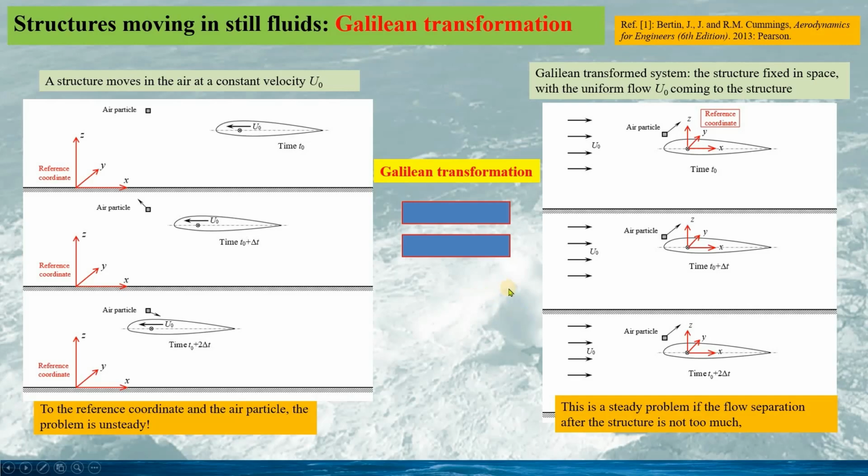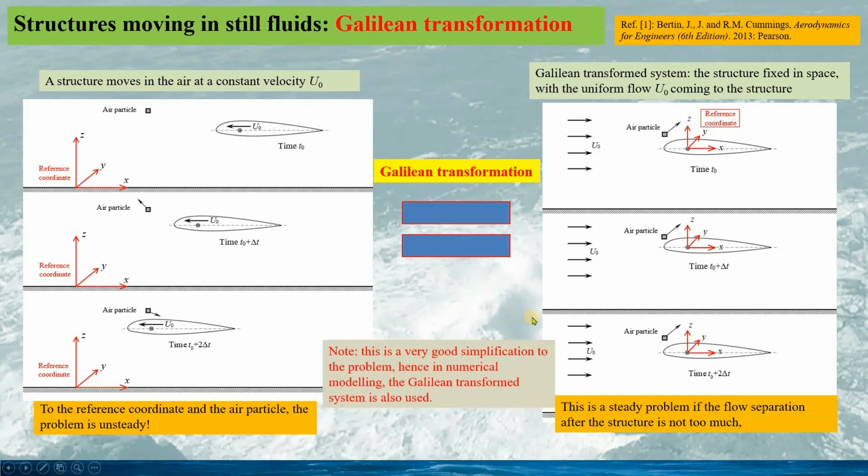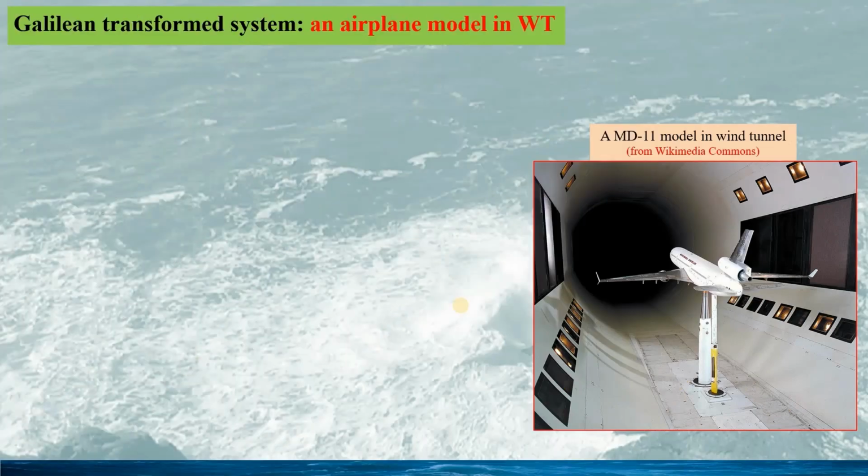Luckily, we have the Galilean transformation for these two different systems because of the uniform moving speed. So the Galilean transformation would guarantee these two dynamic systems are the same. Therefore, this transformation would simplify the problem very much. And this is the same simplification as we have seen in the numerical modeling. Having said the Galilean transformation for the flying structure in the air and the models in the wind tunnel, see the example, an MD-11 model in the wind tunnel. Principally, they should be the same due to the Galilean transformation principle.